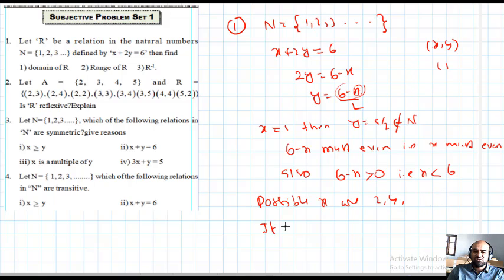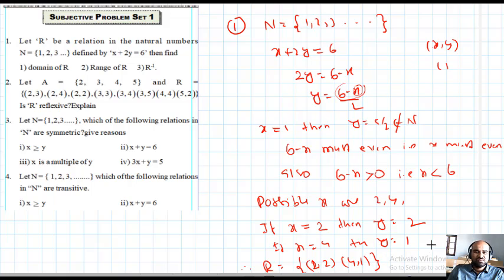If x equal to 2, then y equal to (6 minus 2) by 2, which is 2. If x equal to 4, then y equal to (6 minus 4) by 2, which is 1. Now I want to write R. Actual R is 2 comma 2 and 4 comma 1, only 2 ordered pairs. I think understood.